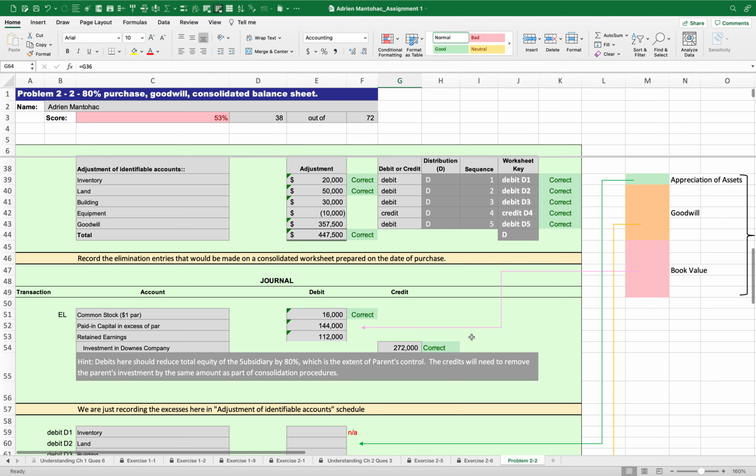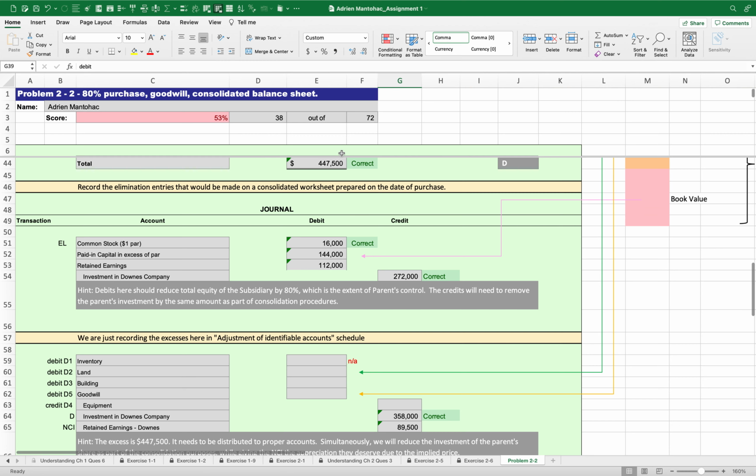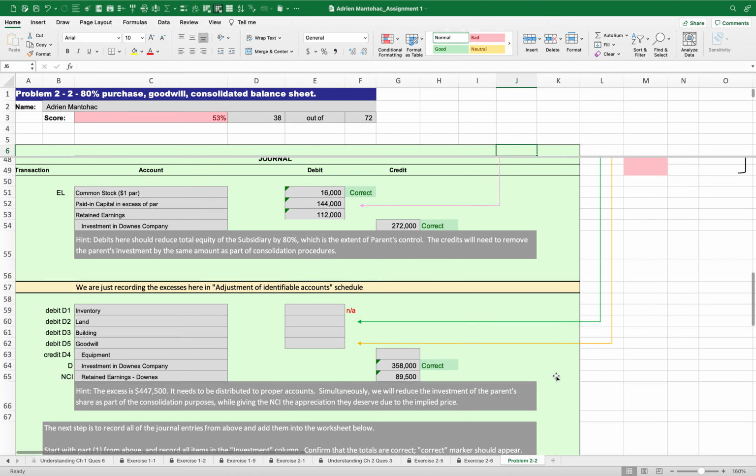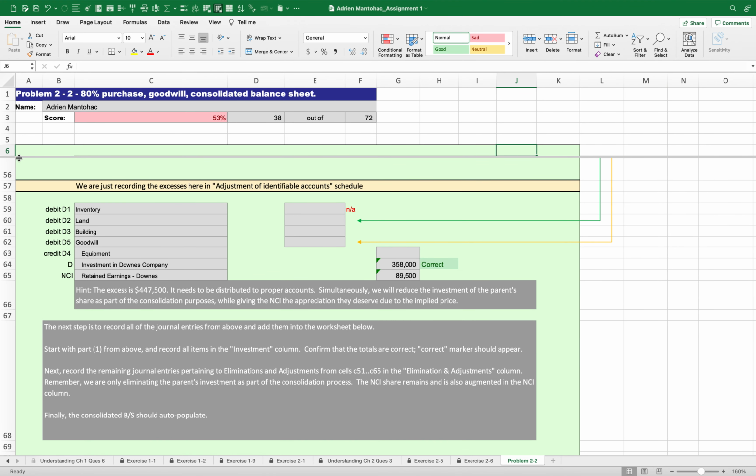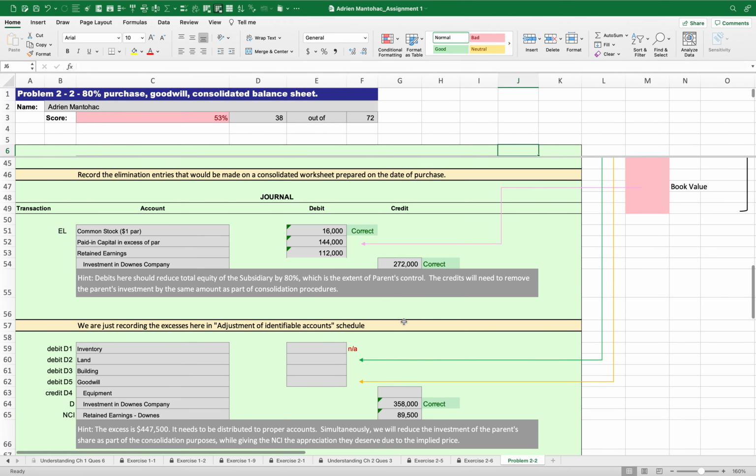So this is where we're going to debit inventory for 20,000. I'm going to fix this a bit here. It doesn't want to move for whatever reason. Okay, fine. So inventory 20,000.